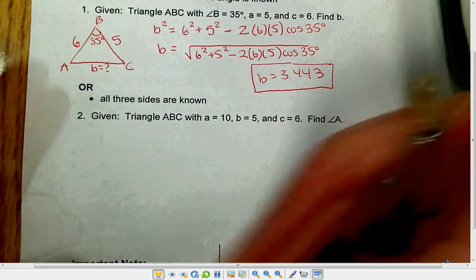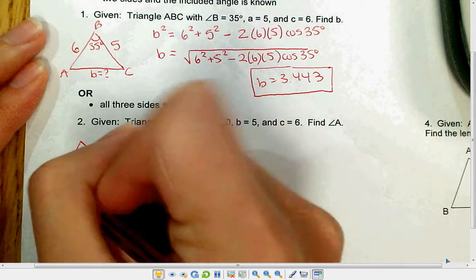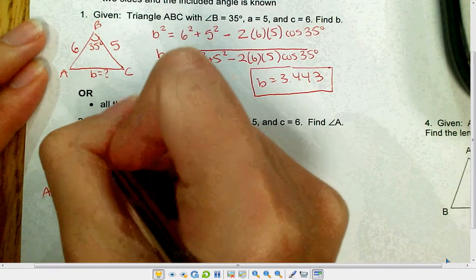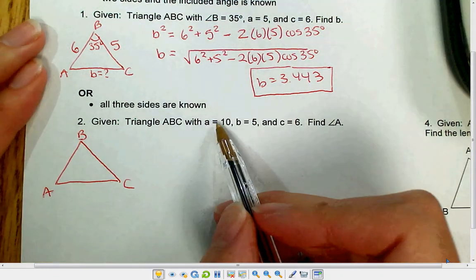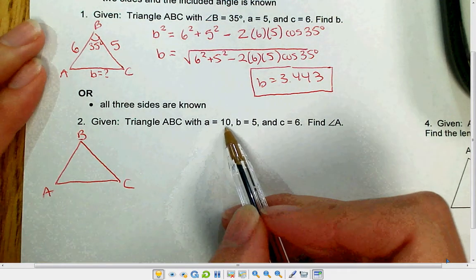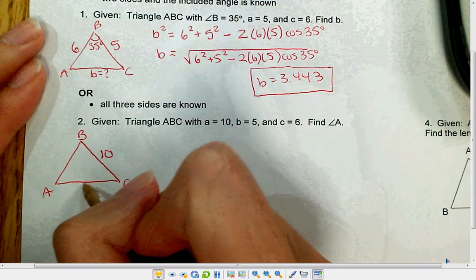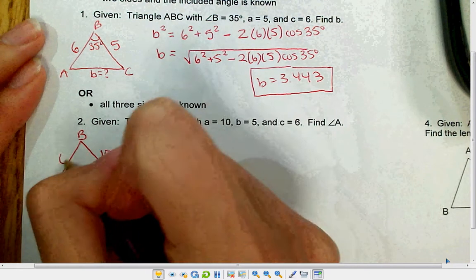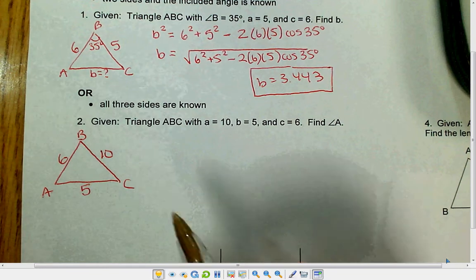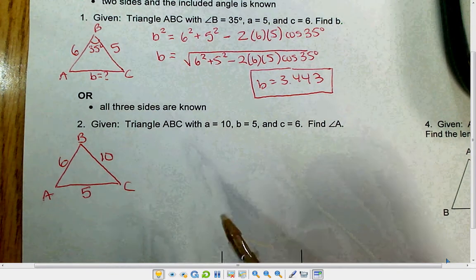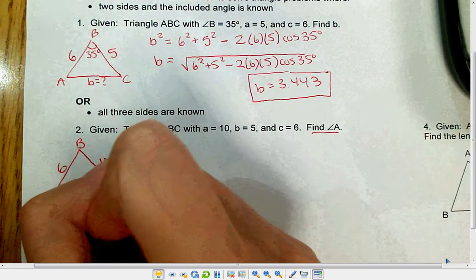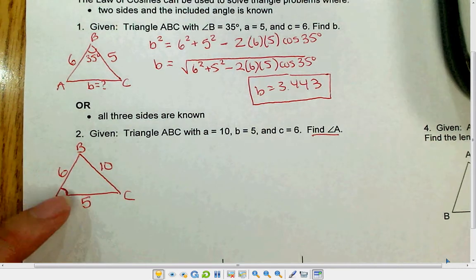Okay, so look at number 2. So for number 2, we're going to draw triangle A, B, and C. Little a, so the side across from angle A, is 10. Little b is 5. Little c is 6. So this is the case where we know all three sides. We're trying to find angle A. So angle A is right here. This is the one we're looking for.